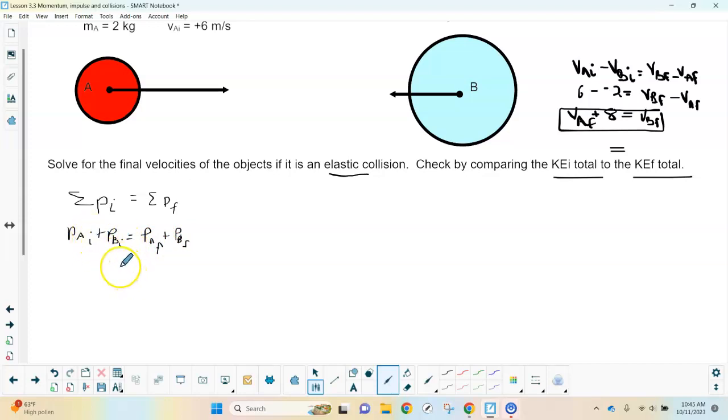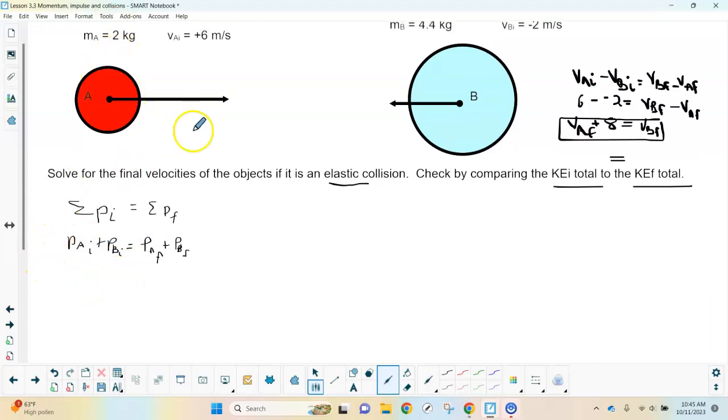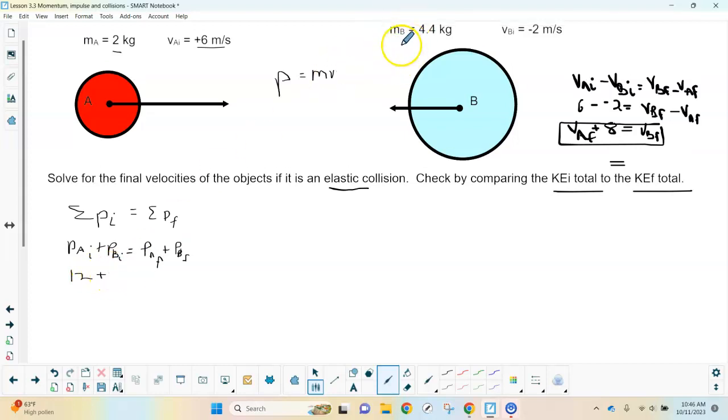Okay, as we go through this, it would be P equals mv. We're just using this basic equation in every one of these problems. So P equals mv, so it would be 2 times 6 for A, which is positive 12. And then for B, it'd be 4.4 times negative 2, so that's going to be a negative 8.8. So that's the left side of the equation.